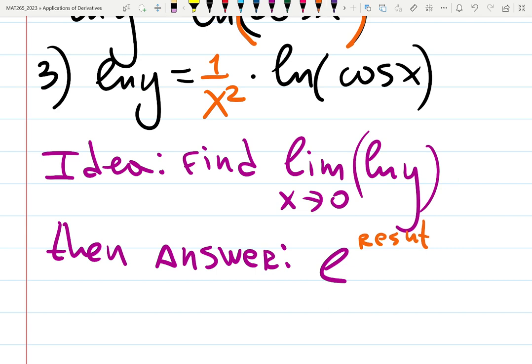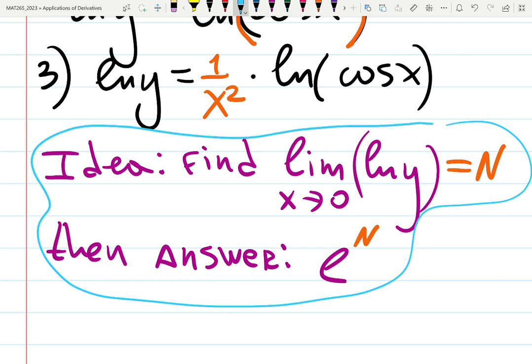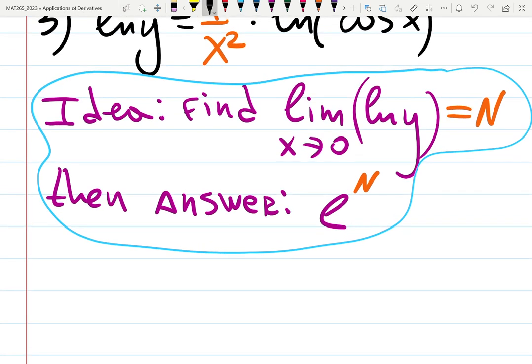Let me put it like this. Let me find the limit of that. Let's call it n. Then the answer will be e to that n. So don't forget to undo the log. Does it make sense what I just wrote? Let me know if it's weird, English-wise and then math-wise, does it make sense? Idea-wise?